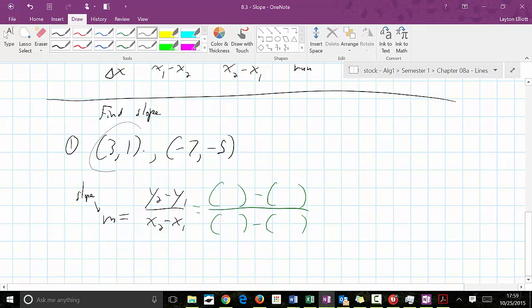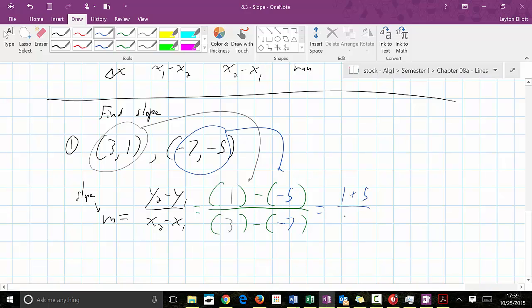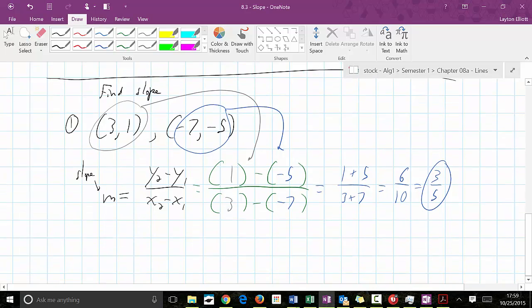Then I'm going to take maybe this point and stick it in right in there. 3, 1. Y goes on top. And I'm going to take this point and stick it in here. -7, -5. Again, y goes on top. Then I'm just going to simplify. This is actually 1 plus 5 over 3 plus 7, or 6 over 10, and that simplifies to 3 over 5. And that would be the slope of these 2 points.